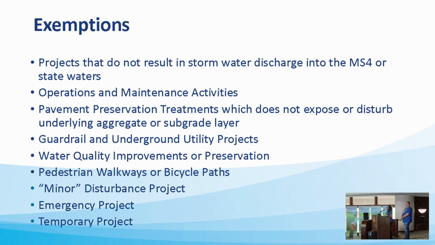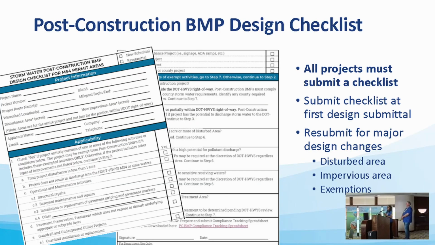So you can run down through the checklist and see if your project qualifies for an exemption. And just because you think you are qualified for an exemption, it's not an automatic exemption. It still needs to be reviewed by DOT so they can make sure that you do qualify for it. Again, there's a separate checklist for MS4 and non-MS4 areas.